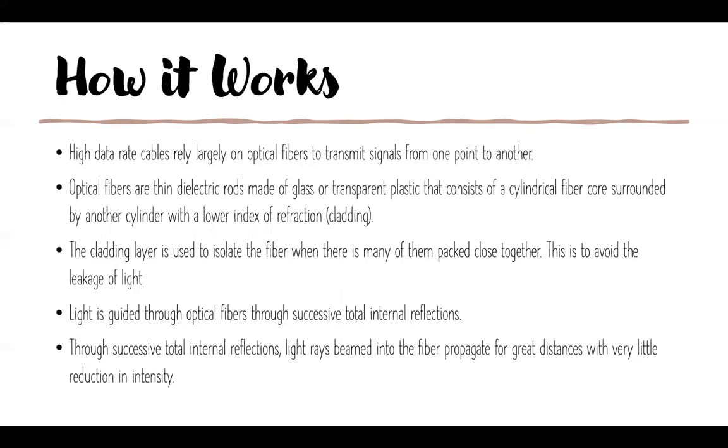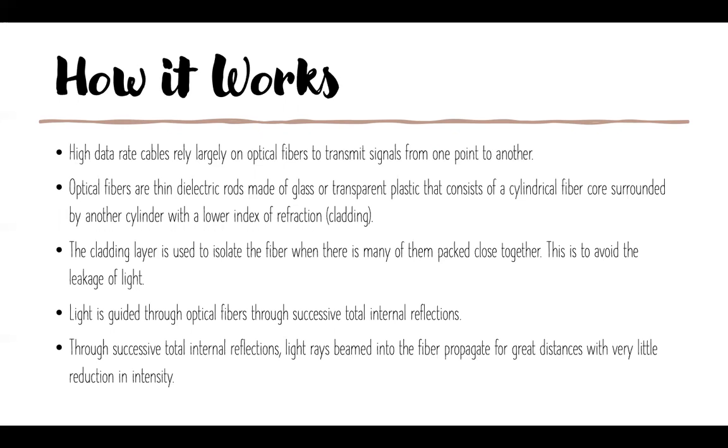The cladding layer is used to isolate the fiber when there are many of them packed close together. This is to avoid the leakage of light. On the outside of the cables is a buffer coating, which is a plastic coating that protects the fiber from damage. Light is guided through optical fibers through successive total internal reflections.